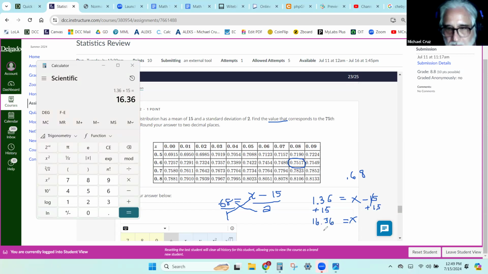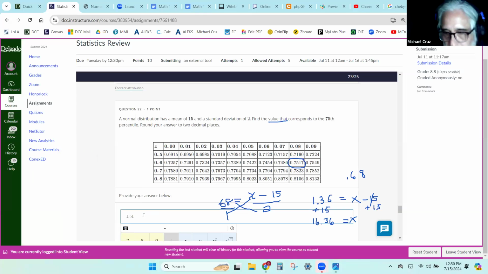So then, see that score of 16.36 minus the mean. So that gives us that right there. And then if we divide it by 0.68, then we get the 2 back. So that should be it. I don't know. I was off by one. It accepted my 16.35.